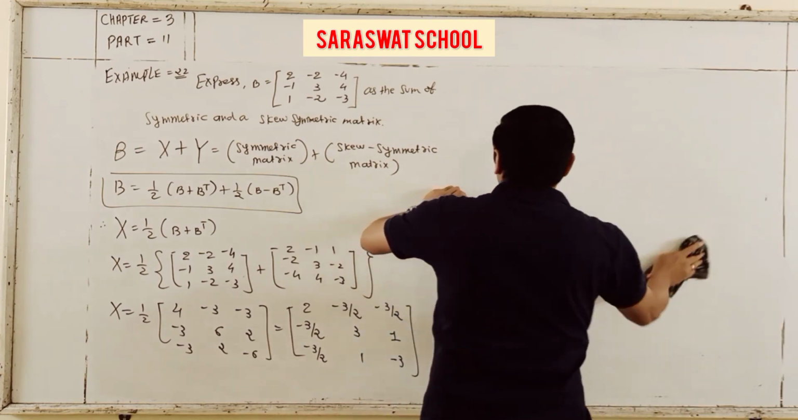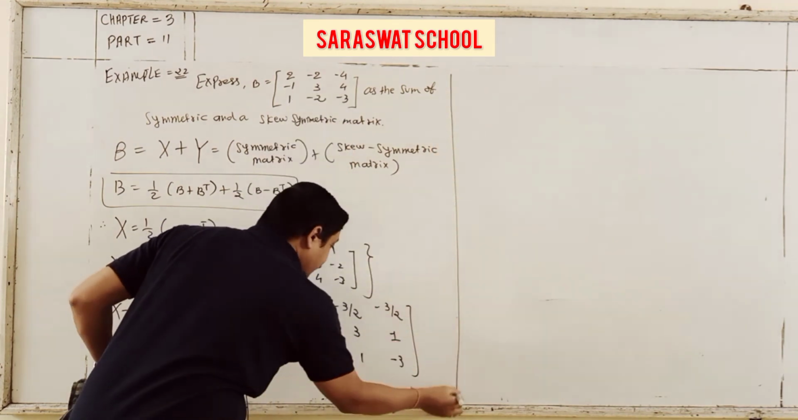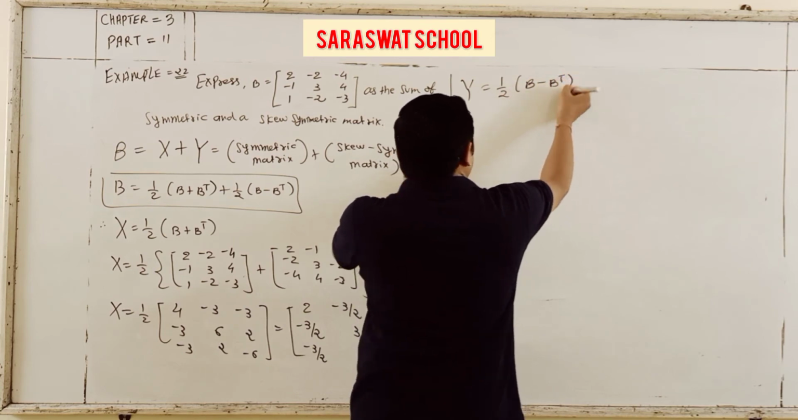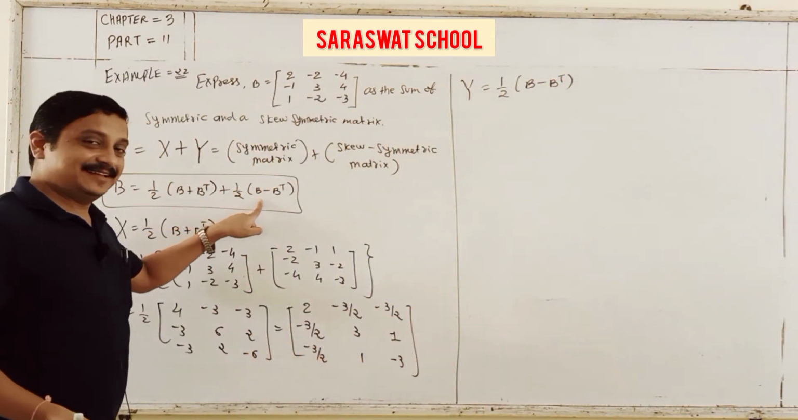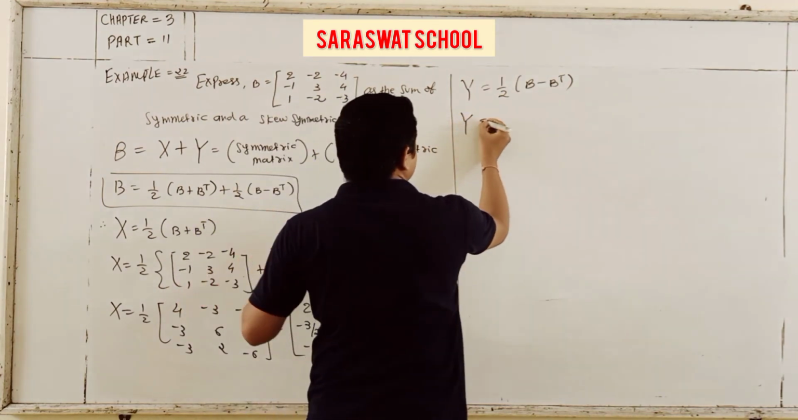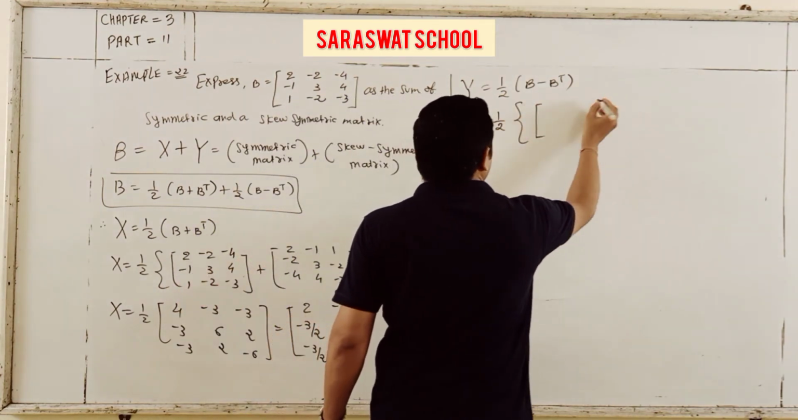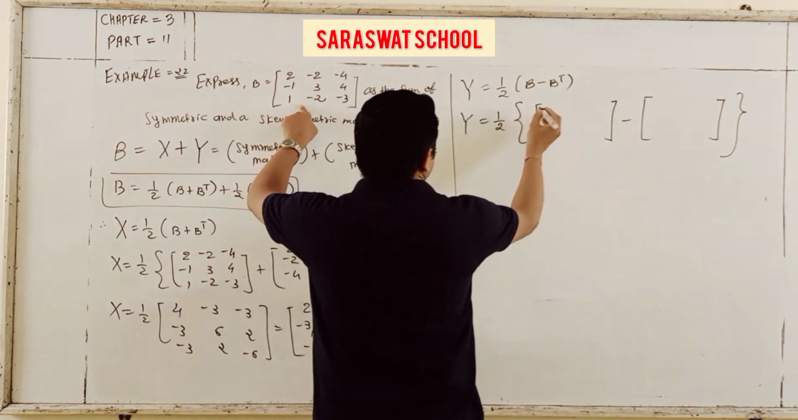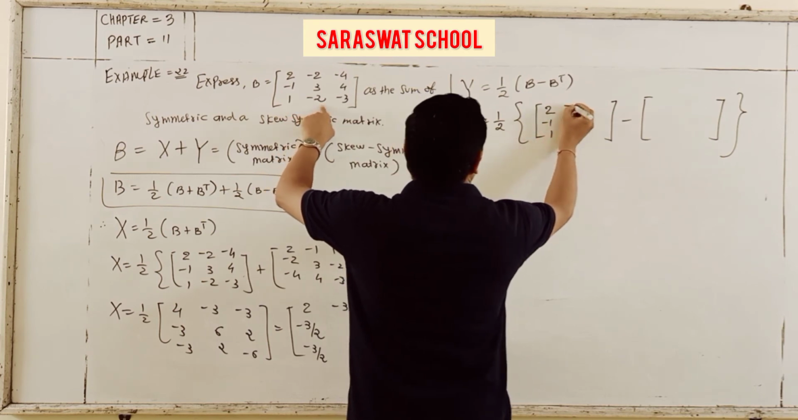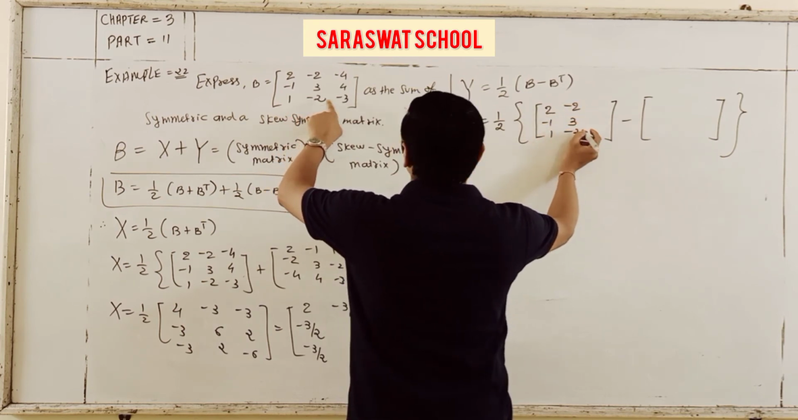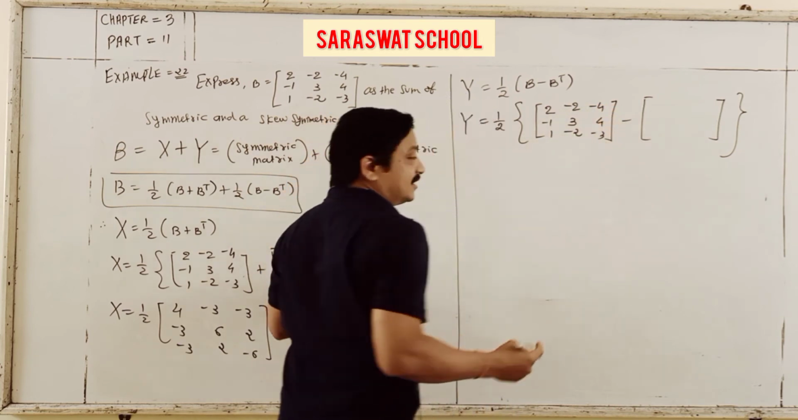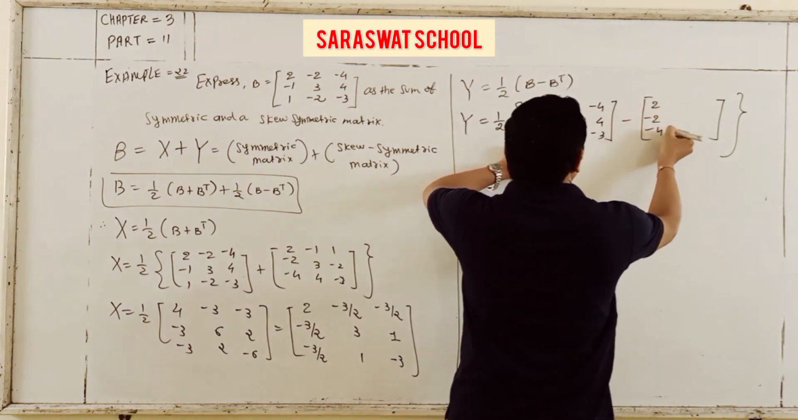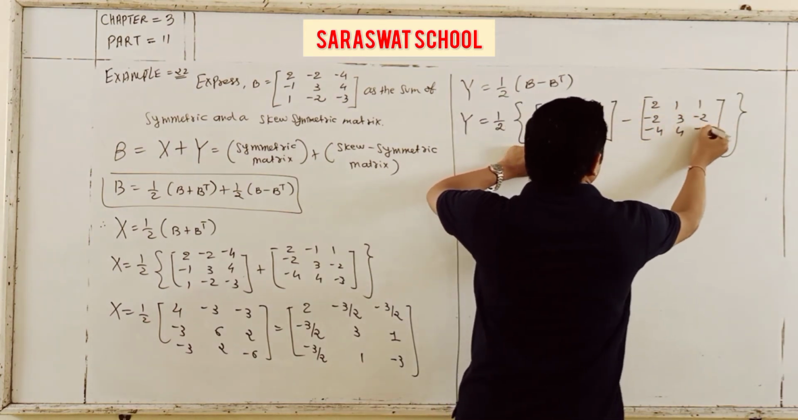Similarly, my second part, Y, is half of B minus B transpose. It means, students, that I am taking it as half, so here apply B matrix minus B transpose. What is your B? 2 minus 1 1, minus 2 3 minus 2, and minus 4 4 minus 3, and it will take the transpose of B. So 2 minus 2 minus 4, 1 3 4, and 1 minus 2 minus 3.